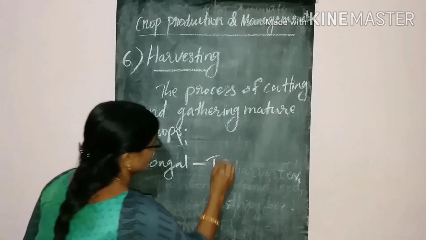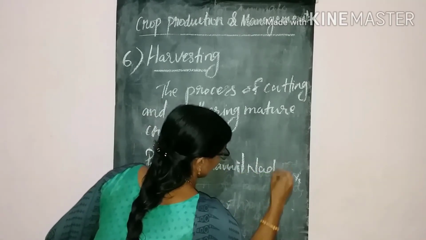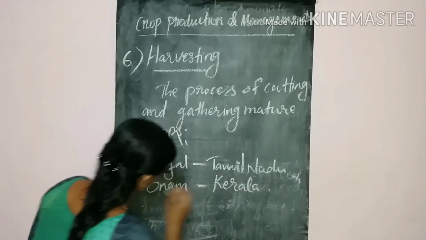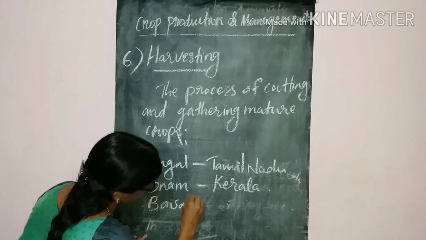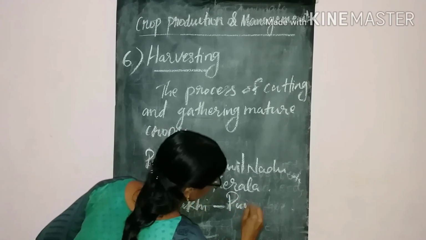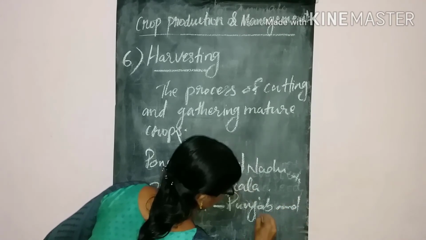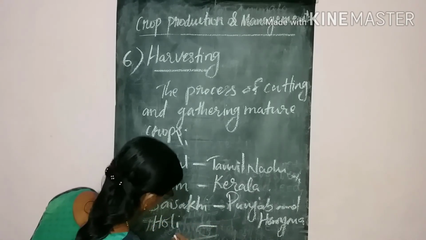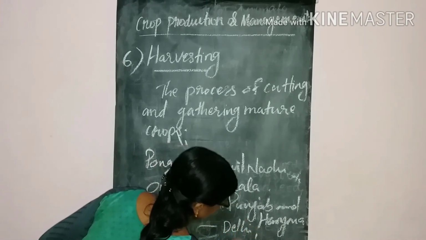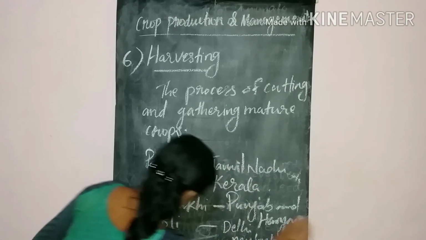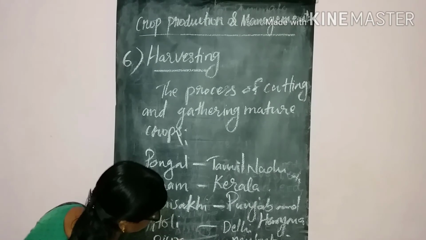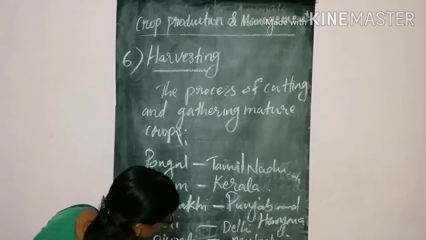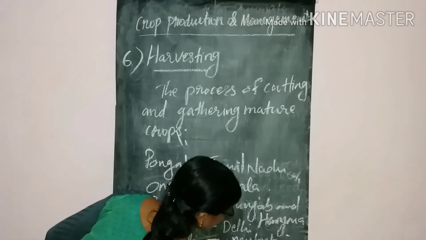Pongal, Onam, that is Kerala, Vaishakhi, Punjab and Haryana, Holi, that is Delhi, Mumbai, all these places, Holi, Diwali, and Bihu. All these are harvest festivals of different states.